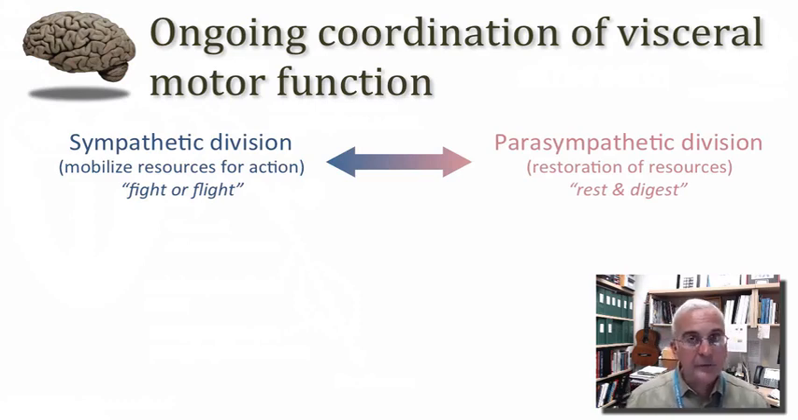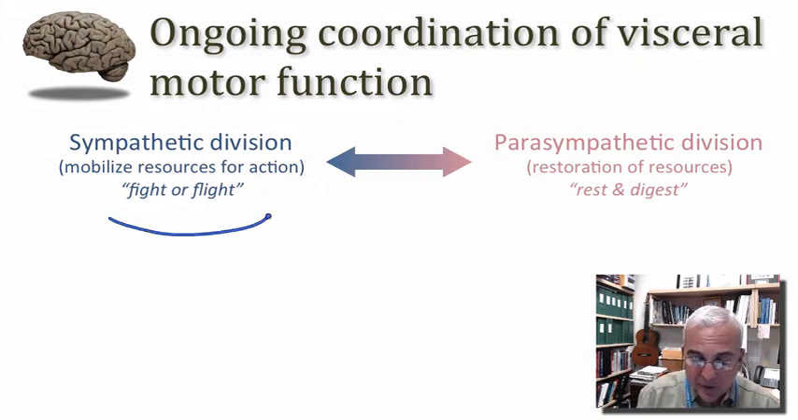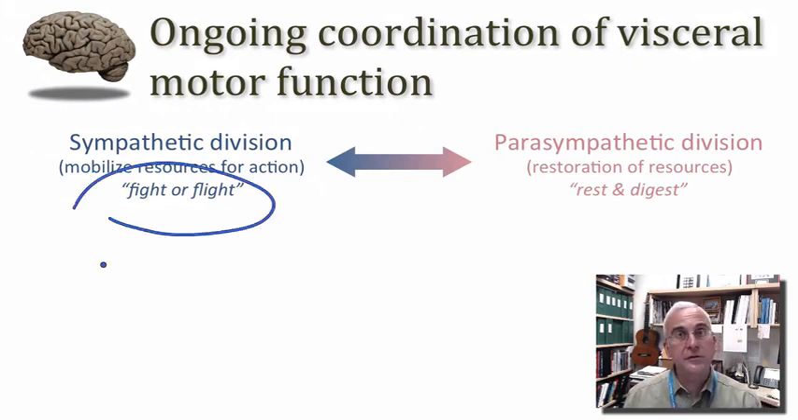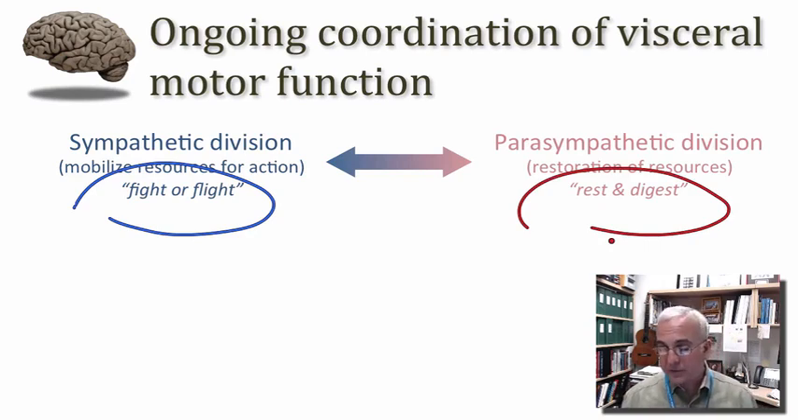So while sometimes it's helpful to emphasize, for example, that our sympathetic division is about fight or flight, or the mobilization of resources for action, I want you to understand that that's not the only circumstance in which there is outflow from our sympathetic division. And likewise, for our parasympathetic division, sometimes we consider this to be a division that is restoring resources in times of resting and digesting, and it's perfectly fine to use those kinds of monikers as a way of understanding the principal actions of these divisions.